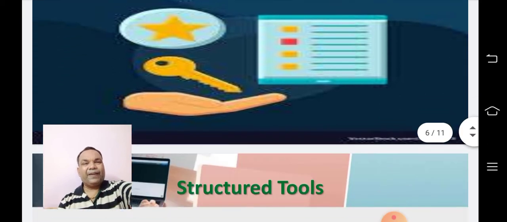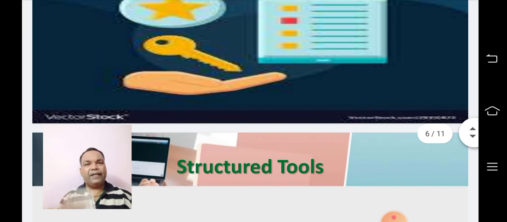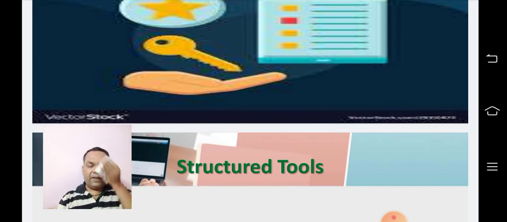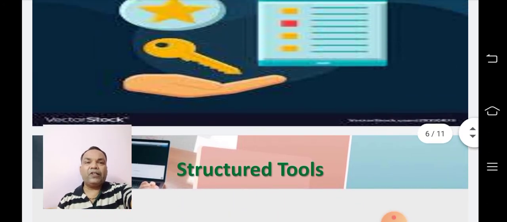Now let us know the key features, the special or salient characteristics and features of quantitative research. The first feature that I am going to make you familiar with is structured tools. In quantitative research, the tools that are adopted for the purpose of collecting data are all structured. They are not non-structured.